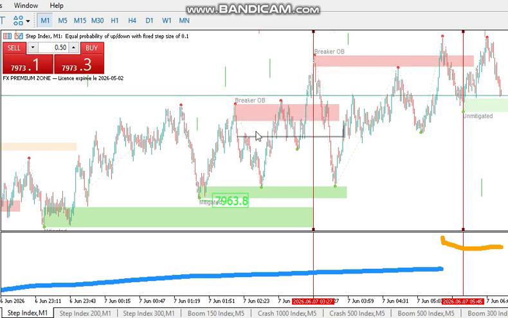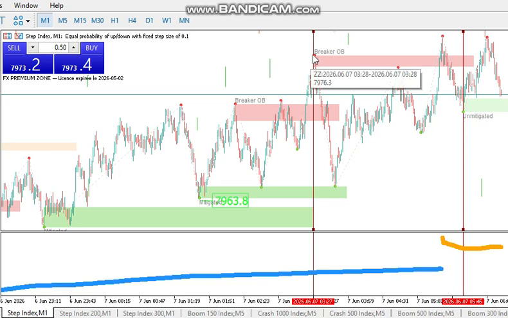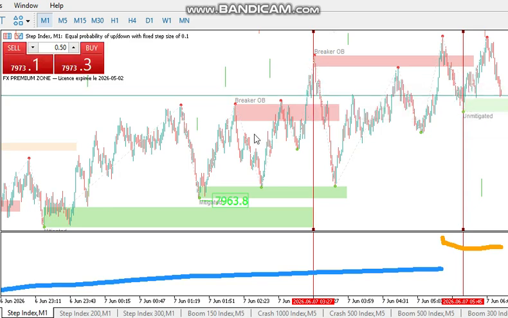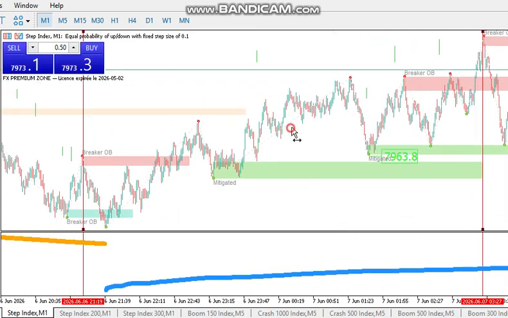Now let's say the price moves on that particular level, and you can see what happened here. It went on a massive downtrend. When the breaker OB is below the mitigated level, it is a downtrend. So you can see what happened, it went on a massive downtrend. That's the second confirmation. This is the first confirmation, and this is the second confirmation. You can see that. So let's go more.